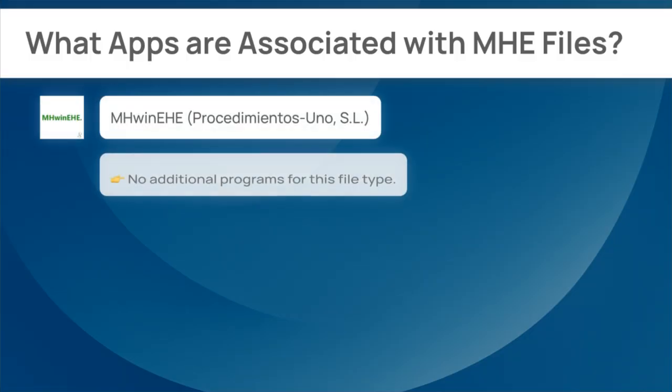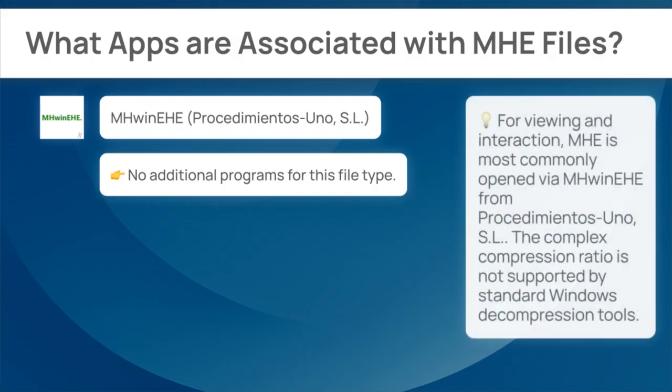Commonly, MHE files use MHwinEHE developed by Procedimientos Uno SL. The complex compression ratio is not supported by standard Windows decompression tools. Windows lacks comprehensive 3D rendering features, so full file access depends on professional modeling software.